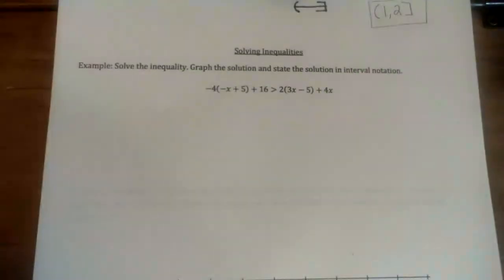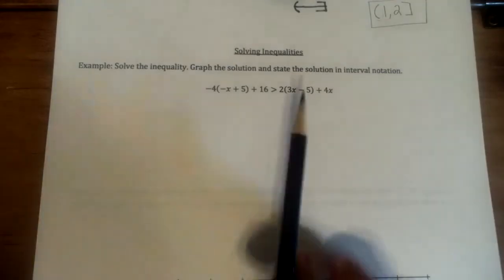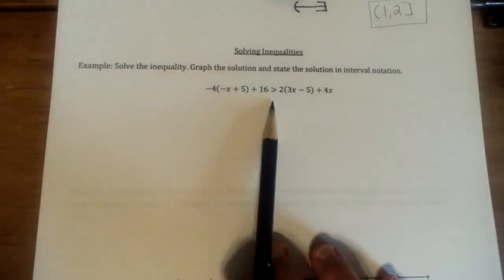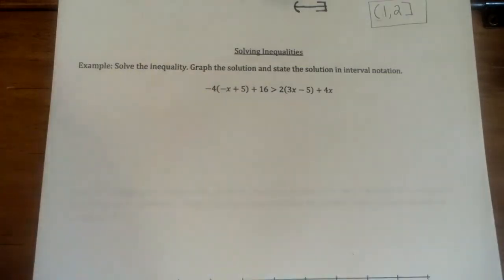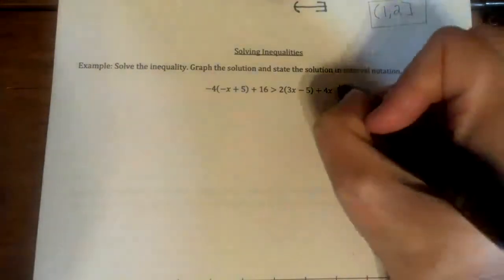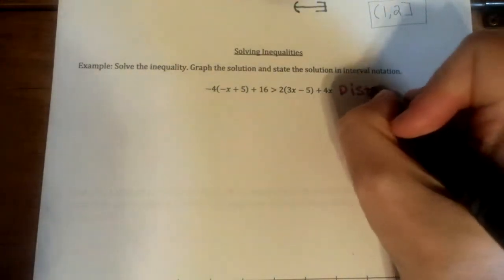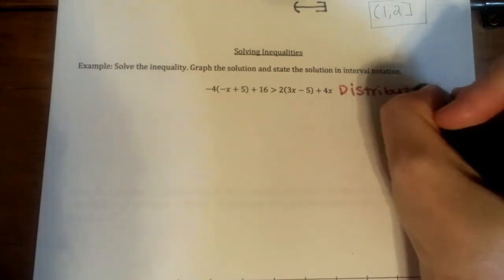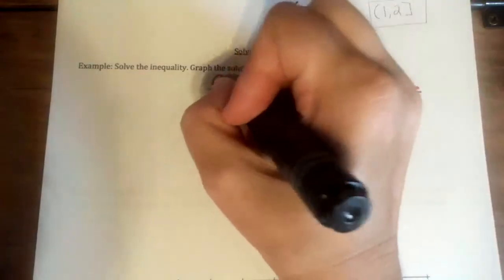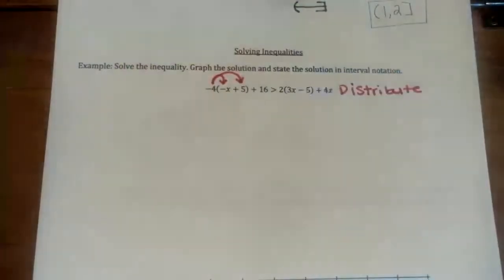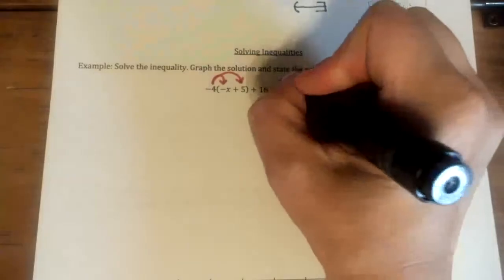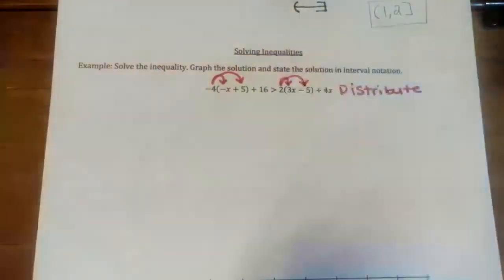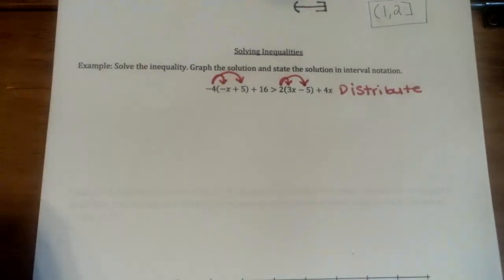Alrighty. So just like we were solving a normal equation where it has equal to instead of greater than, we have parentheses, let's distribute. So -4 is outside this first set of parentheses, so we're going to distribute or multiply that -4 to everything inside the parentheses. Likewise, this +2 is outside the second set of parentheses, so we are going to distribute or multiply +2 to everything inside the second set of parentheses.